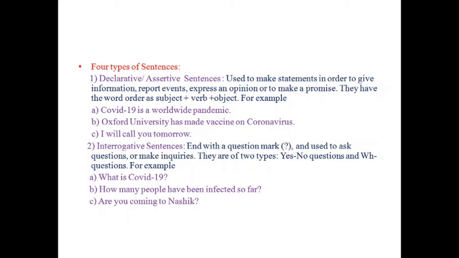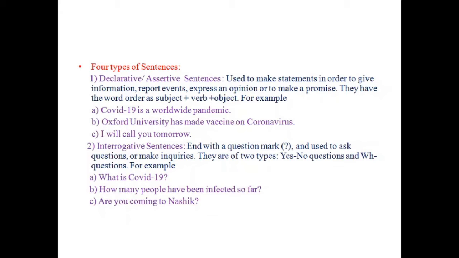Let us move ahead and discuss the second kind of sentences, that is, interrogative sentences. Interrogative sentences end with a question mark. They observe a question mark at the end, and they are generally used to ask questions or make inquiries.